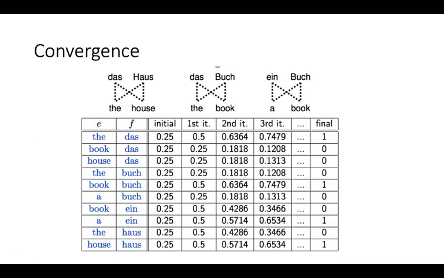So this is another example after running a few iterations. Usually we use 5 iterations to have the model converge to a stable point. And then we can have a translation table. Here one column is the source, one is the English word, one is the foreign word, and then the translation probability.